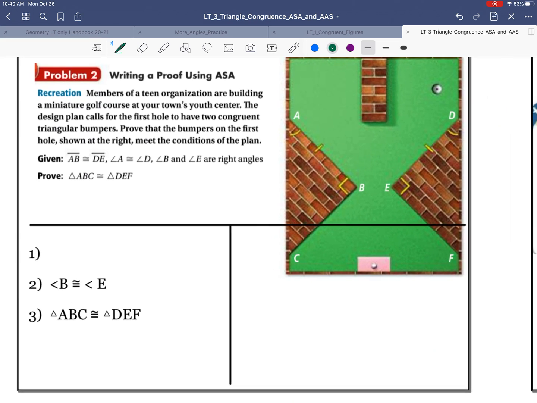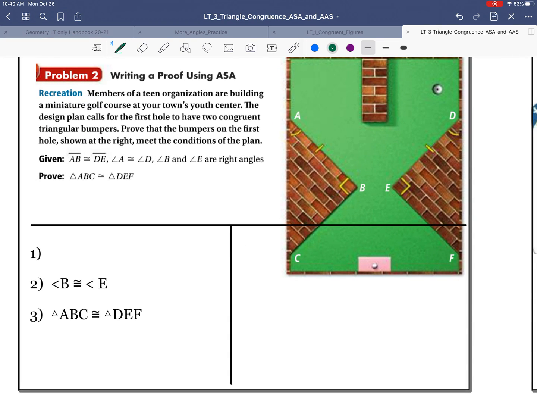Let's go to the next page. We're going to do a proof with this. Building a miniature golf course at your town's youth center. So here we have a design. We've got all of this is given. So number 1 is given.